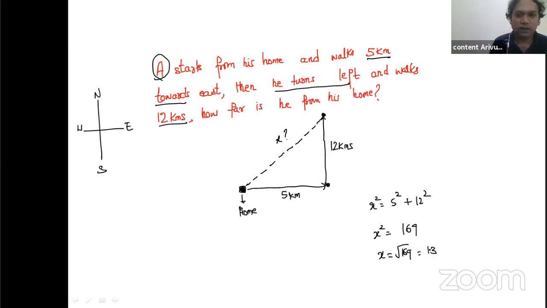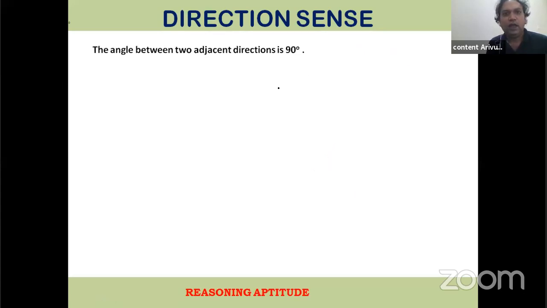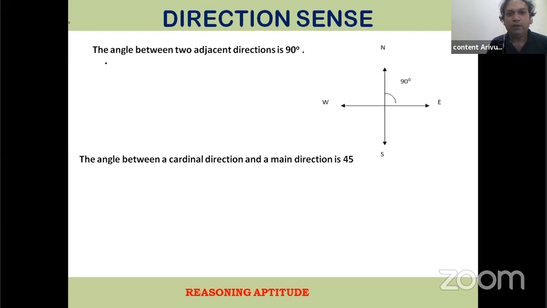So I will just remove the slide and continue with the discussion. If there's any doubt, please let me know. Okay. So this slide we have seen. Now, the angle between two adjacent directions is 90 degrees. Already I covered this for you. The angle between a cardinal direction and a main direction is 45 degrees. That also I covered for you.